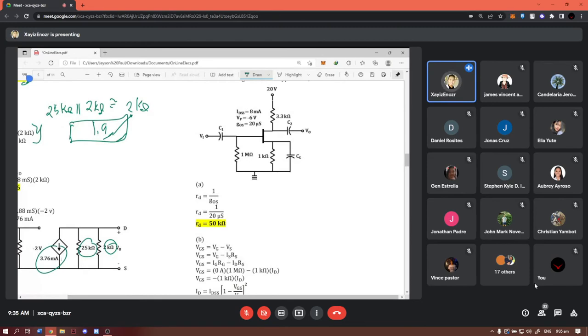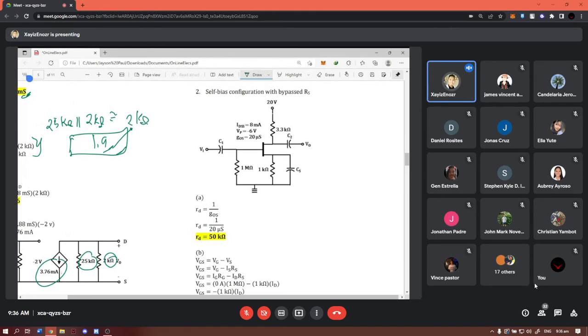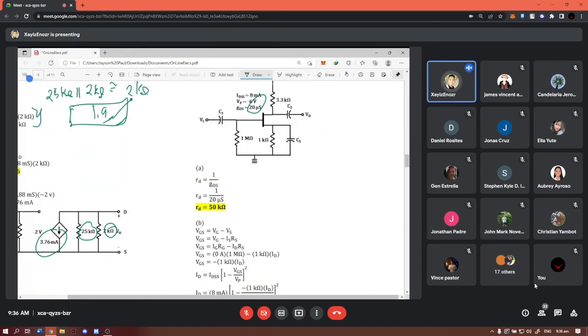Example ng self-bias with bypass RS. So, ganun pa rin yung unang step. Hanapin mo si RD, so 1 over GOS. Given naman si GOS, which is 20 microsiemens. Then, kunin mo na reciprocal, that is 50 kilo ohms. Then, sa paghanap ng VGS, we are doing yung DC analysis. Therefore, hindi pa ito shorted. So kaya, i-consider pa natin na hindi shorted si 1 kilo ohms.